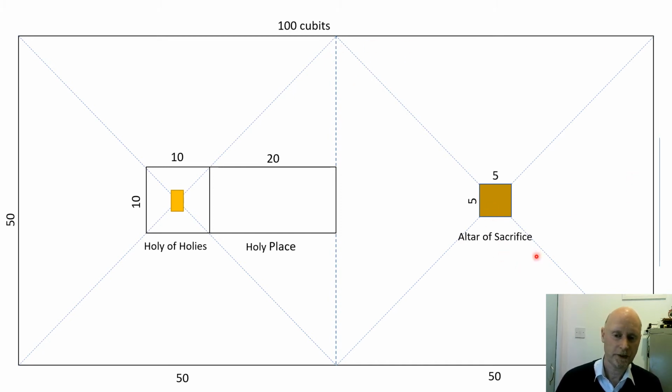And the altar of sacrifice, I believe, is representing Jesus's perfect sacrifice for our sin on the cross, his death and resurrection. And if that's the case, then the square does fit with that, the perfect offering for our sin. So if we have this square here, the altar of sacrifice is where they would burn animals as an offering to God.